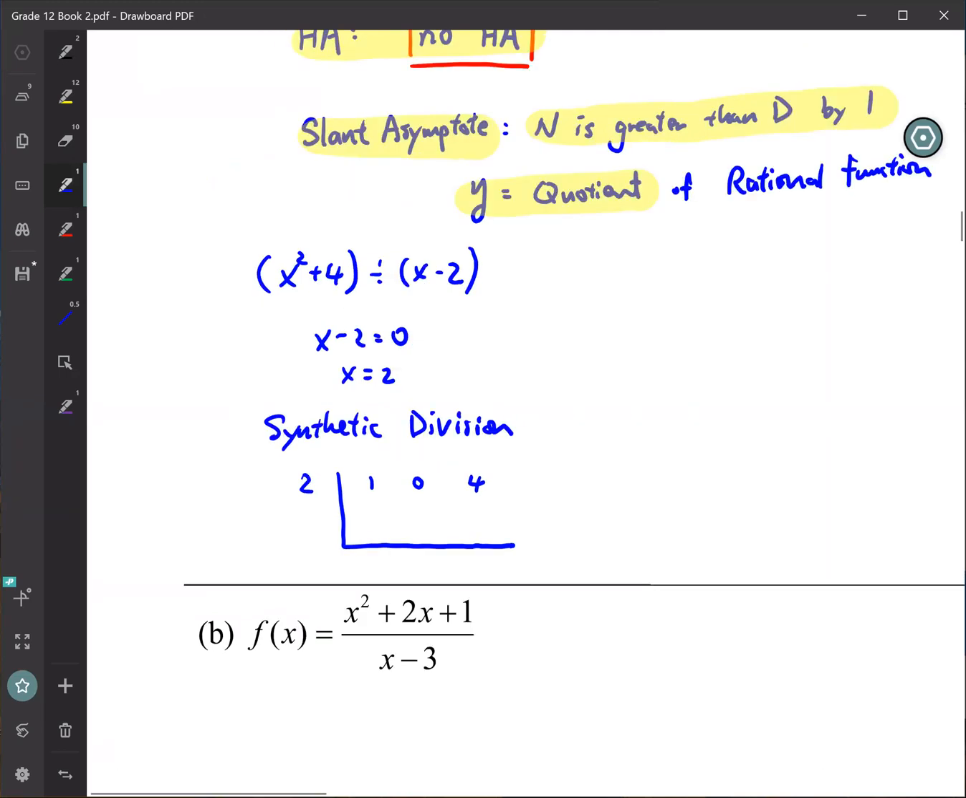x plus 2. Okay, so we'll put that over there. y equals x plus 2. So this line is going to be our slant asymptote.